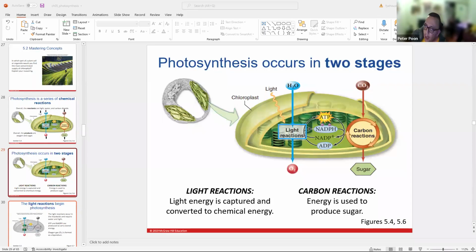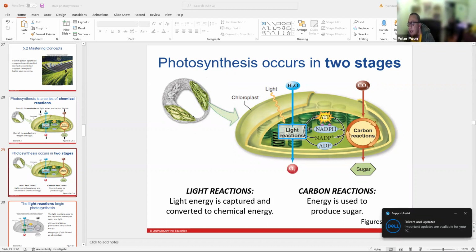Photosynthesis occurs in two stages. The first stage is the light reactions. The second stage is called the carbon reactions. What they usually call it is the Calvin cycle, or the dark cycle. When I start talking, I generally refer to it as the Calvin cycle, because that's the scientific term.